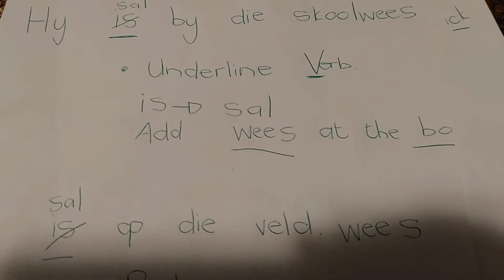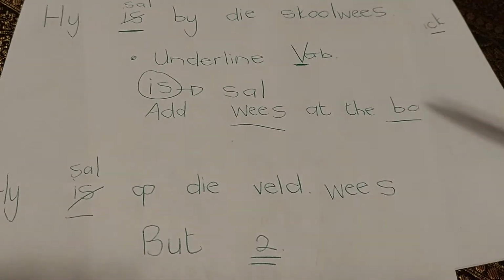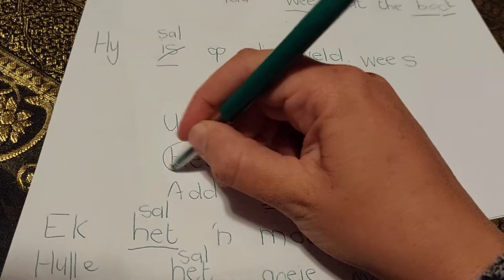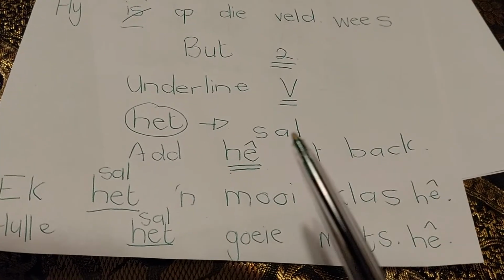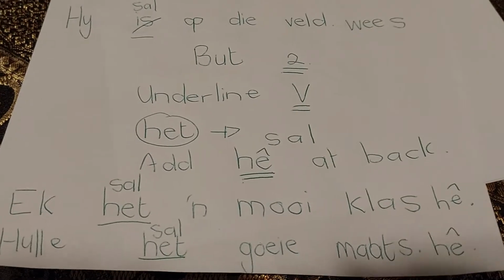If your verb is is, you still change it to sal, then you add a vs at the end. If your verb is het, still put a sal in its place, you just add a hê at the back.